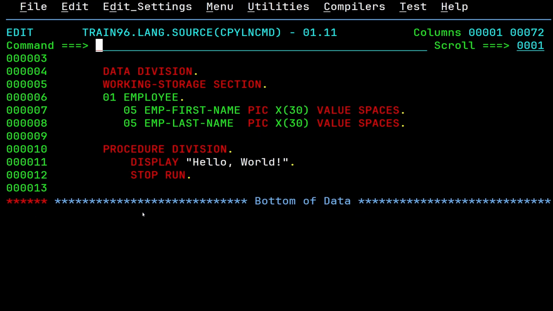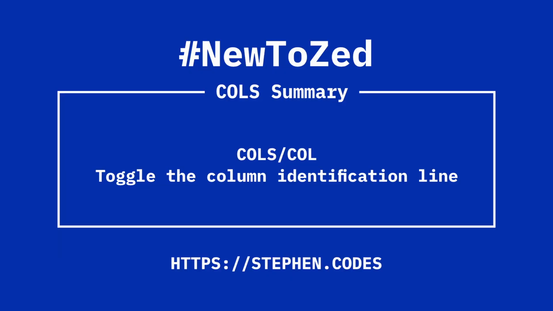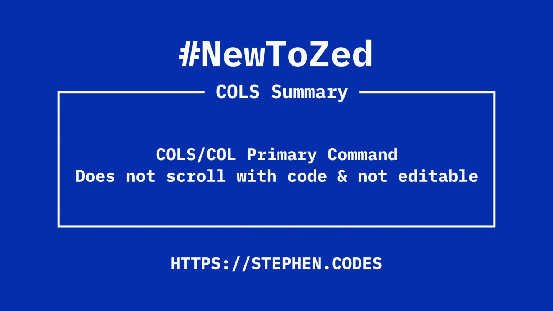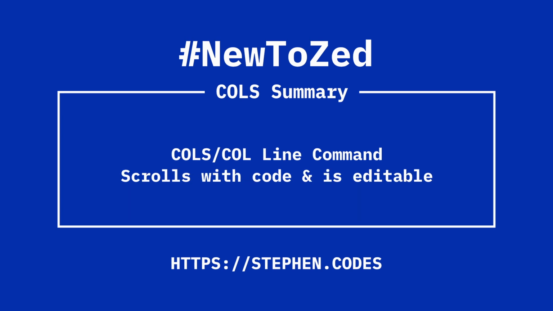In this video, we learned about the COLS command and that it can be issued from both the primary and line command area, and it provides a nice visual guide for helping new programmers make sure all their code and data is lined up nicely. We learned that the COLS primary command cannot be edited, and it also doesn't scroll with the code. We also learned that the line command version can be edited, and it does scroll with the code.